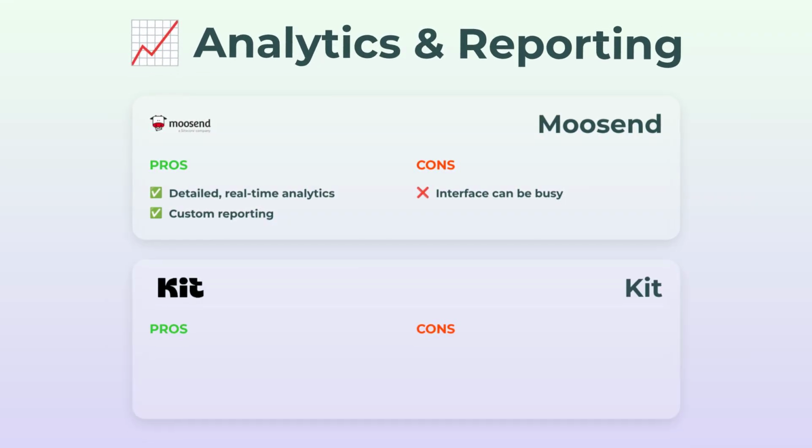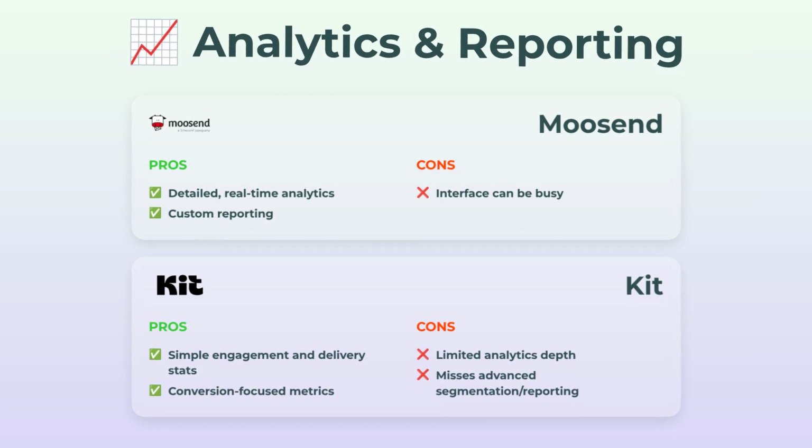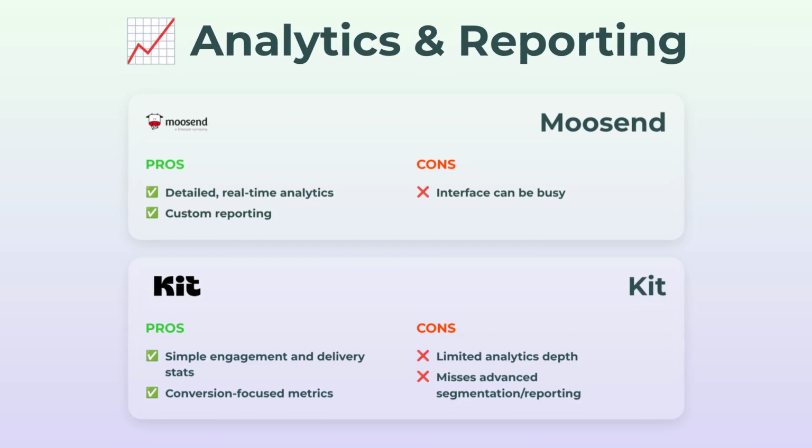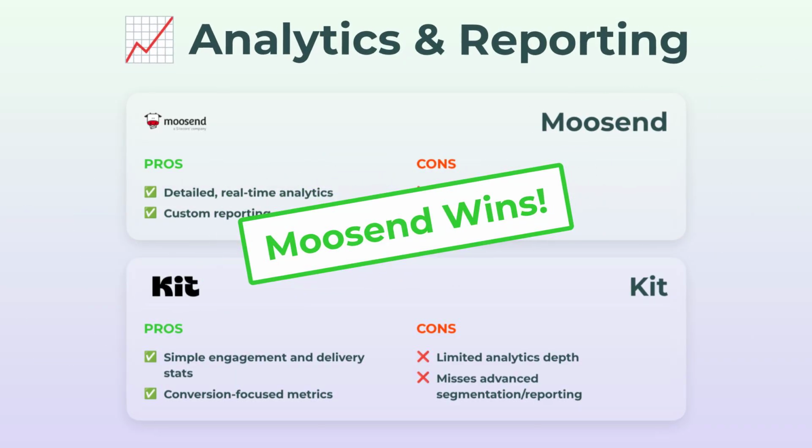Kit keeps it super simple. You'll see your engagement stats, delivery rates, and some conversion numbers, but honestly, it's just scratching the surface if you care about advanced stuff like segmentation or custom reports. So Moosend totally takes the crown on numbers and tracking.